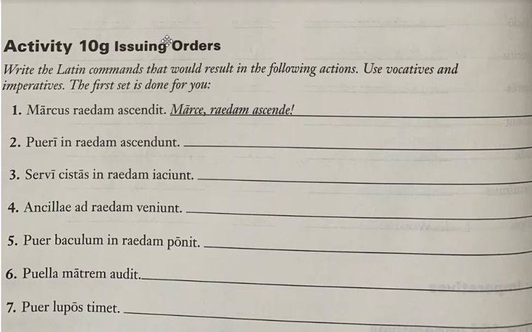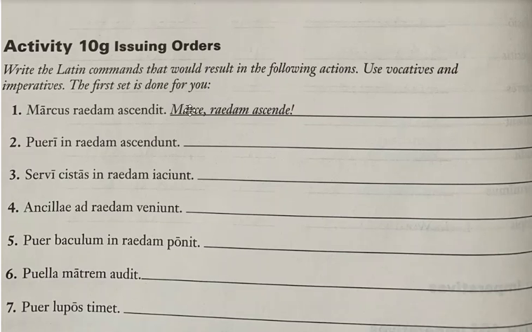workbook. Note how it says issuing orders. Write the Latin commands that would result in the following actions. Use vocatives and imperatives. The first set is done for you. So what you're doing is you're taking a simple statement like Marcus raedam ascendit. Marcus goes up into the carriage or climbs into the carriage. And you're turning that into a command. So you're saying, Marcus, climb into the carriage.